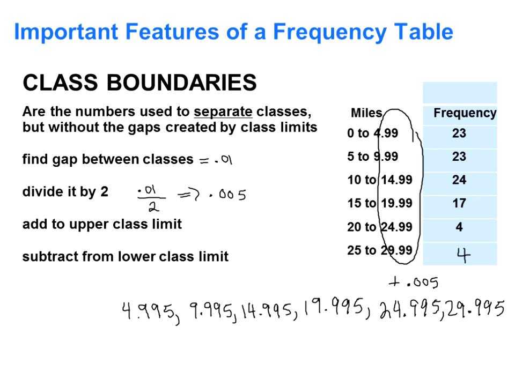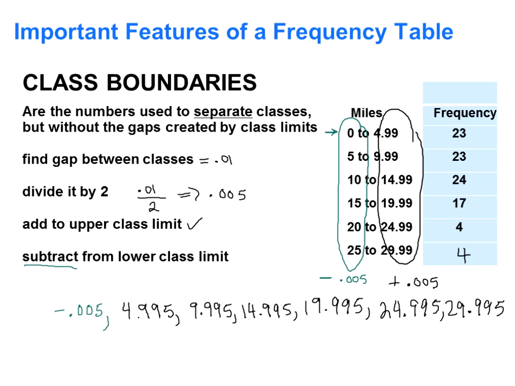All right, so what I've just finished doing is adding that 0.005 to my upper class limits. That's what this part says. Now it also says that you're going to subtract from the lower class limits. These are the lower class limits, so we're going to subtract. I'm going to put minus 0.005. We're going to have some overlap, but that's okay because it just verifies what we already have. So you're going to subtract 0.005 from 0. That's going to be negative 0.005.